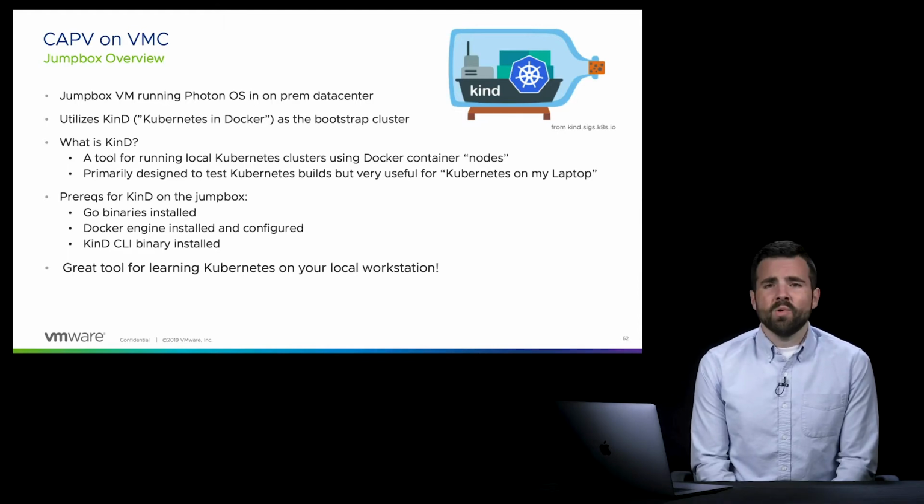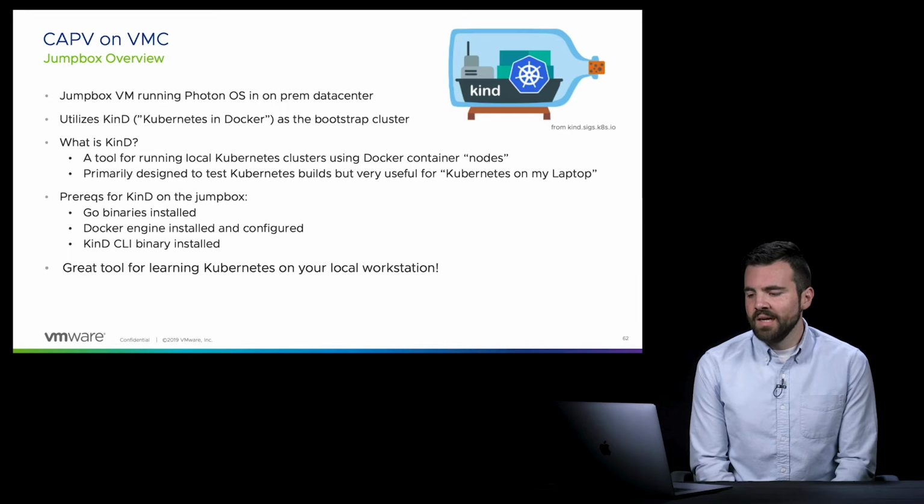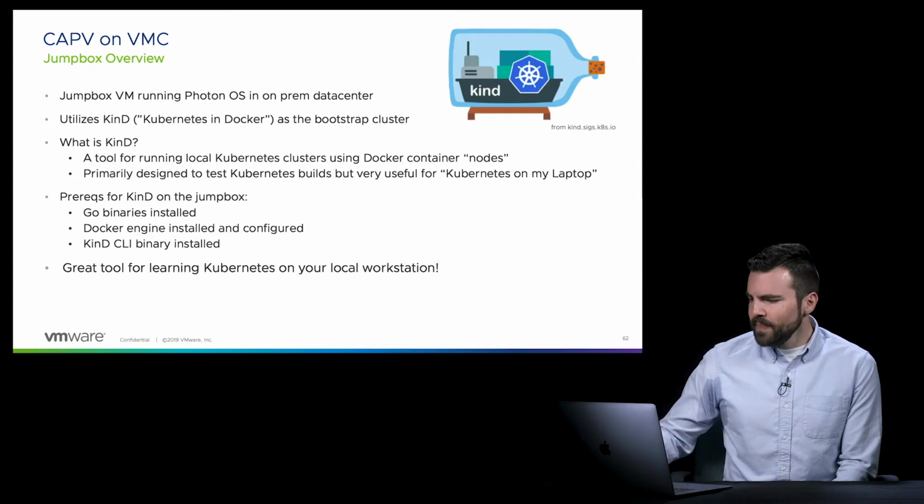The prereqs required for Kind on the Jumpbox are the Go binaries, since the Go programming language is used. The Docker engine has to be installed and configured, since Kind uses Docker as the nodes for the cluster that it spins up and manages. And then the Kind CLI tool needs to be installed as well.